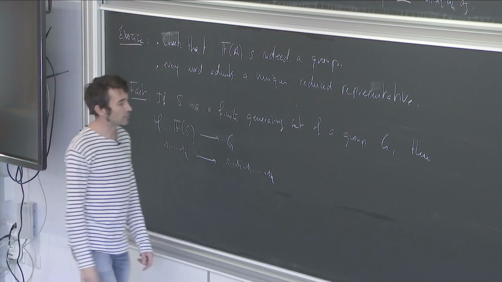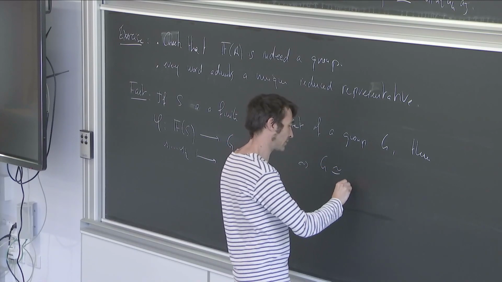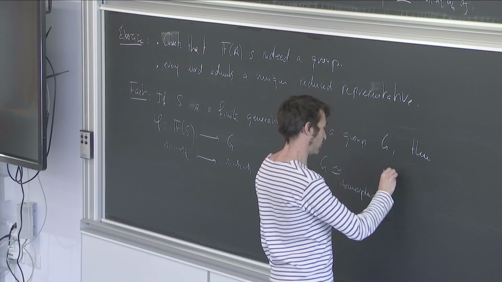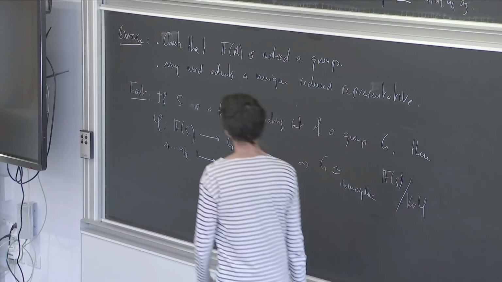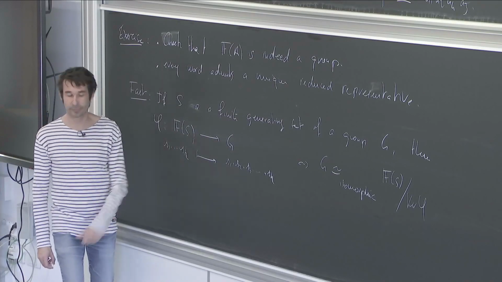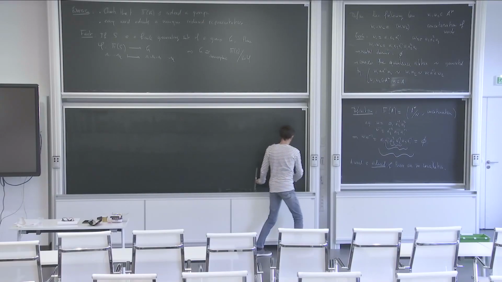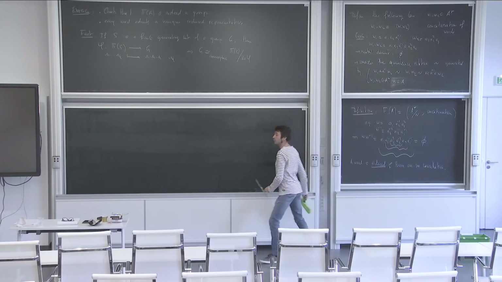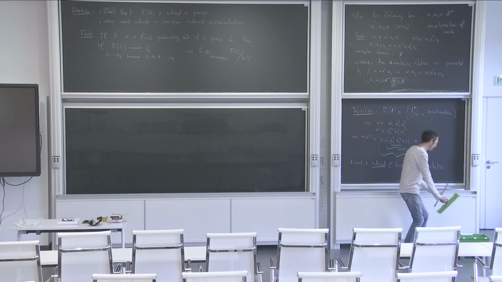Okay? And therefore, by the universal property of groups, what we obtain is that G will be isomorphic to the quotient of the free group by the kernel of my morphism. Okay? So any finitely generated group can be seen as a quotient of a free group. And so this is important. So now what I would like to do is to explain how we can look at a finitely generated group as a metric space.